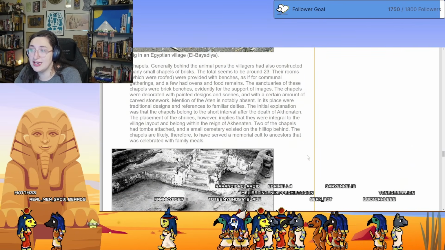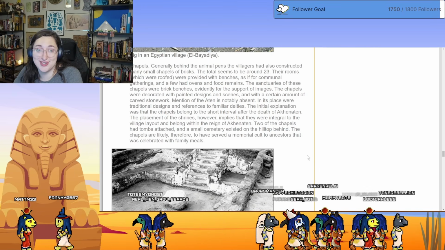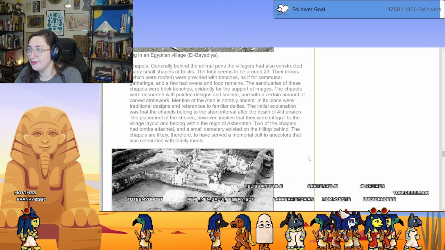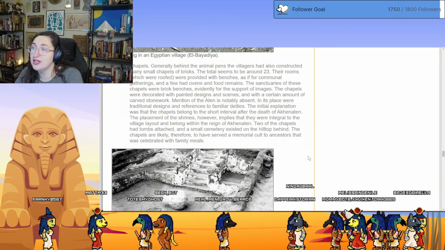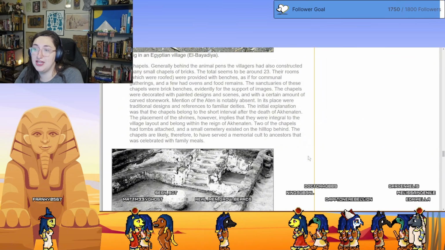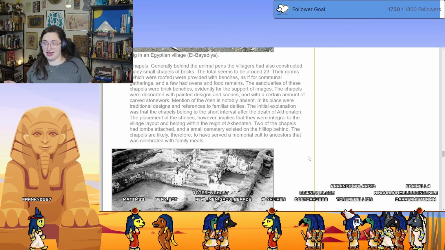Mention of the Aten is notably absent. The Aten is not mentioned in these chapels. In its place were traditional designs and references to familiar deities. The initial explanation was that the chapels belonged to the short interval after the death of Akhenaten.